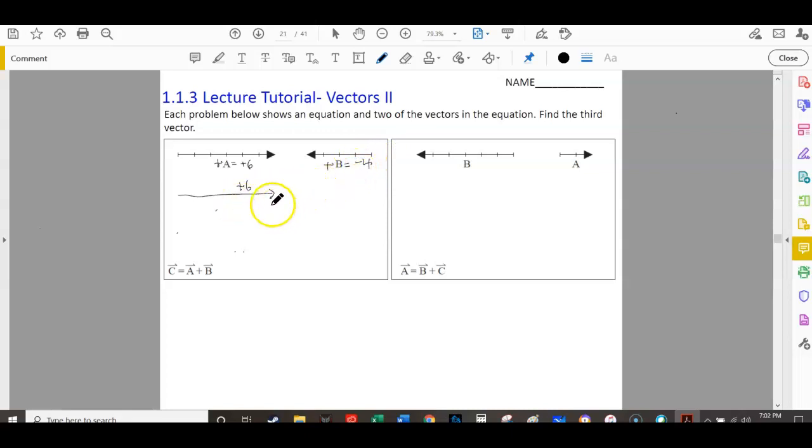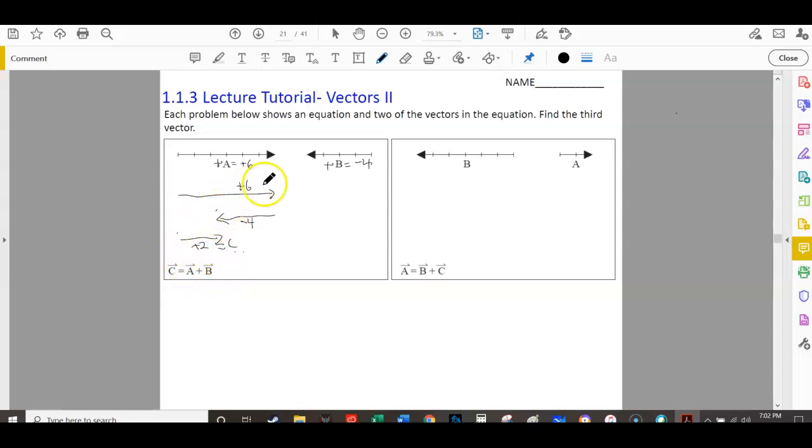So that b vector is -4. So you're adding to that +6 a -4, which is going to result in a +2. And that has to be the c vector because they're asking you to perform these operations. Okay, so this is what they're looking for.